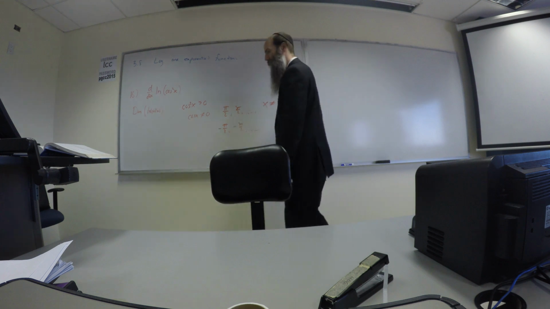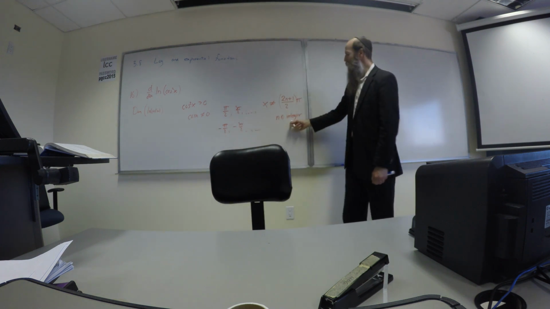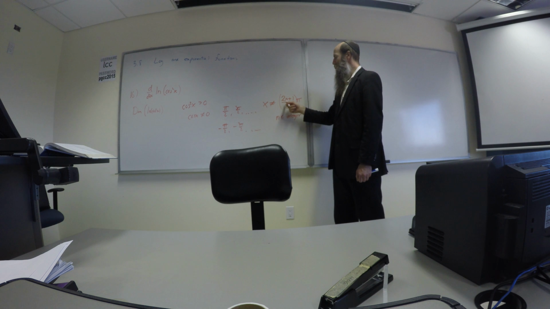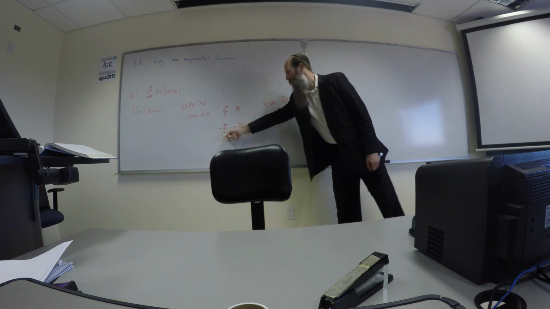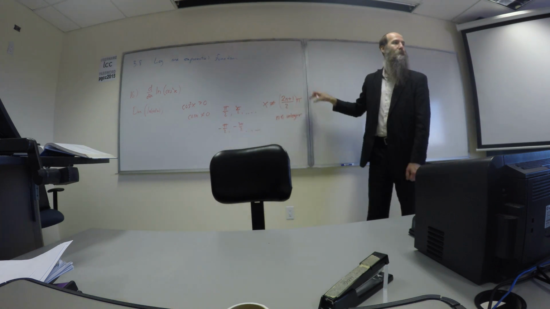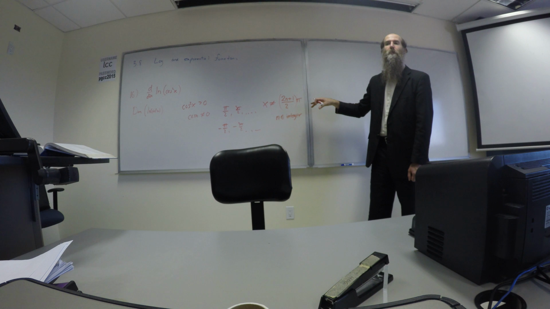That has to be plus or minus. N being an integer takes care of that, because if n is negative 1, I'll get negative 2 plus 1 is negative 1, negative 1 half pi. There it is right there, and so too for all of them. This takes care of every single problem spot, right?